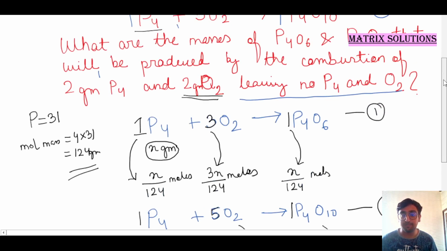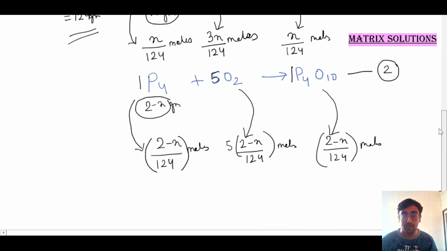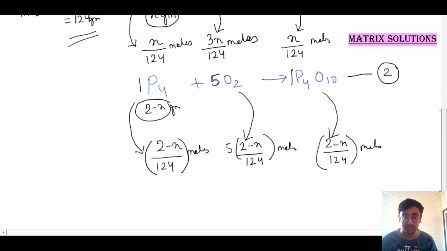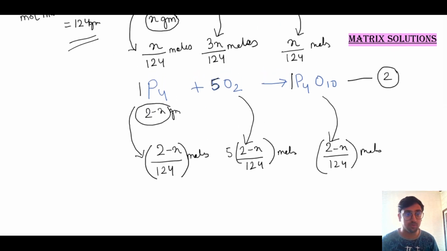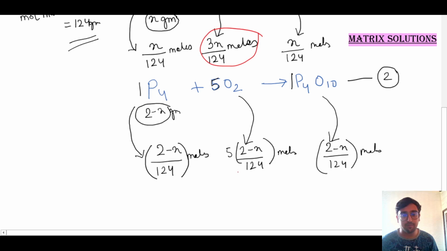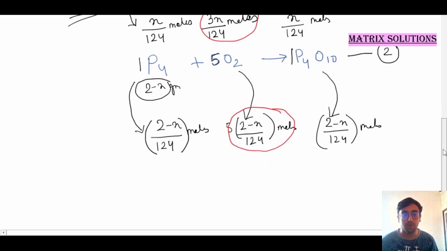So we can write the number of moles. We have got the number of moles used in both the reactions. Those are 3x by 4 moles, that is one part, and another is 5 times (2 minus x) moles. So what will we do? We'll add the number of moles of O2 formed, that is 3x by 124 plus 5 times (2 minus x) by 124.